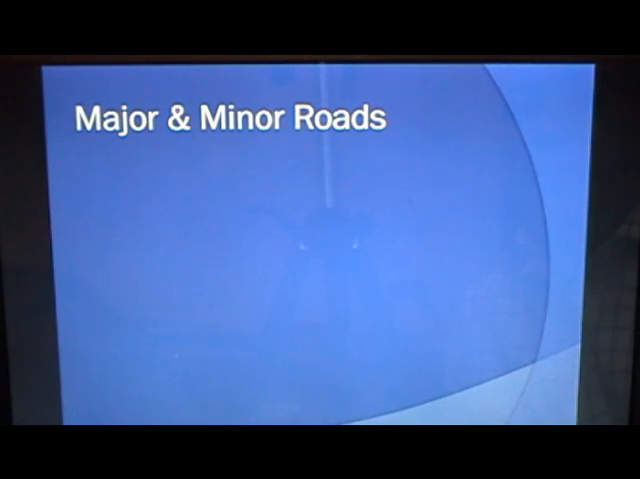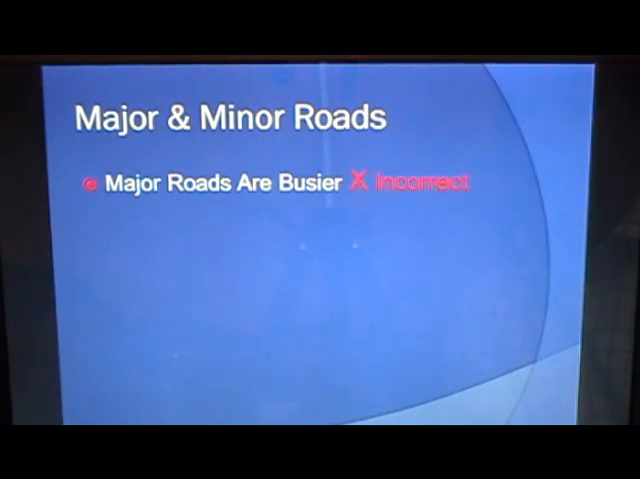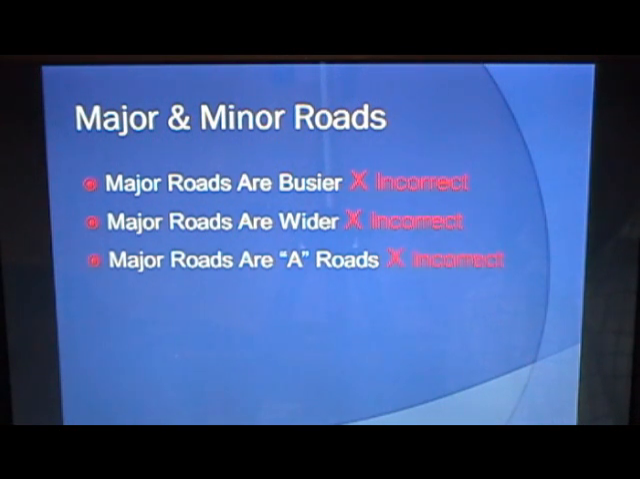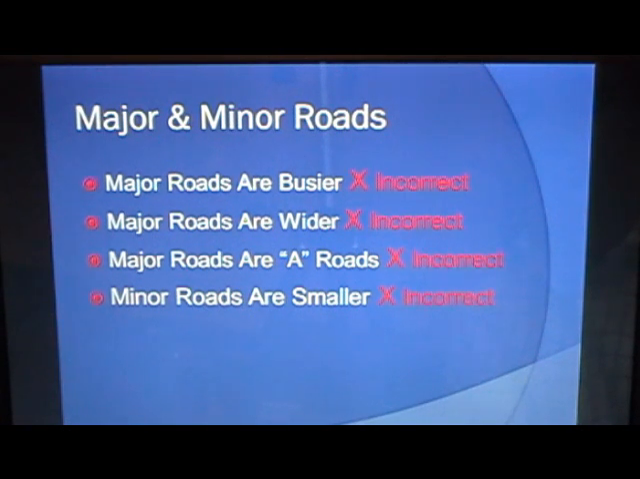So, major and minor roads. What's the definition of a major and a minor road? Well, what I've done is gone through some examples that maybe aren't right, and then the example that is right. So we'll look at the ones that aren't right first. Major roads are busier. That's a popular misconception. That's not correct. Major roads are wider. Again, not correct. Major roads are A roads. Not correct either. Minor roads are smaller. It's the opposite to major roads being wider, but again, incorrect.